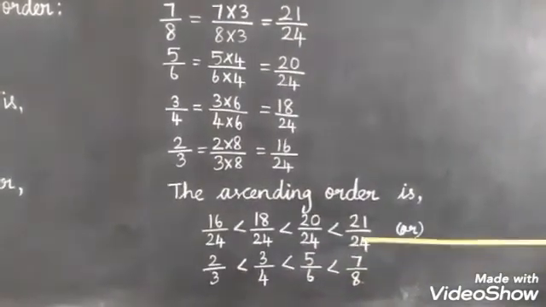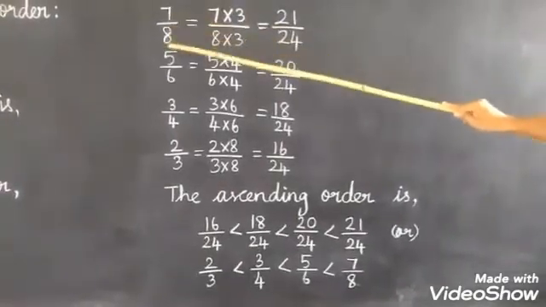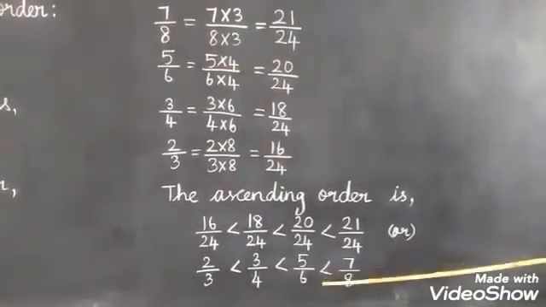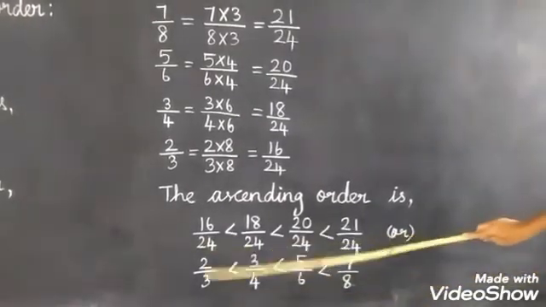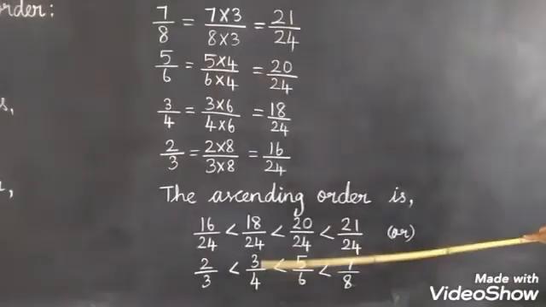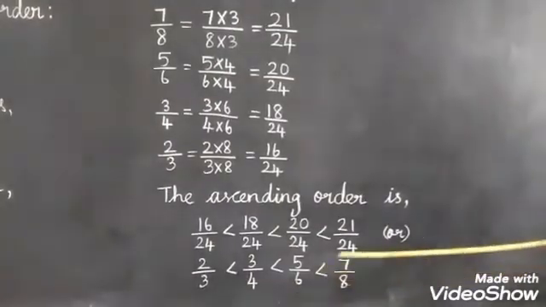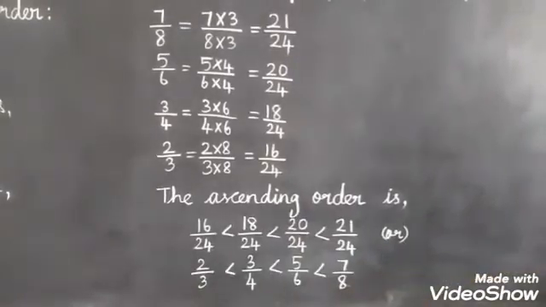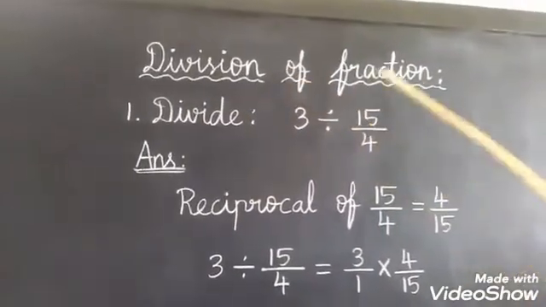Next, what do we have for 21 by 24? Yes, 7 by 8 is the actual fraction. So 7 by 8 we want to write. So the answer is 2 by 3 less than, 3 by 4 less than, 5 by 6 less than, 7 by 8. So it is the final. Let us see division of fractions.